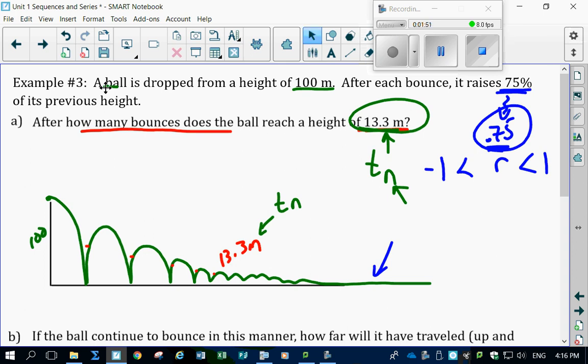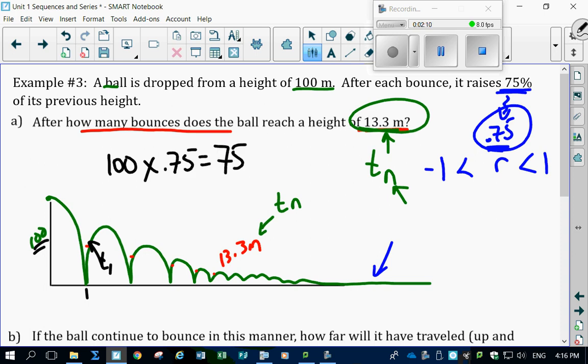Well, before we do that, you have to remember a couple things. Remember, this is not T1. After the first bounce, that now becomes T1. So if you think about it, you've got 100 meters, you're going to bounce once, so multiply by 0.75. Your T1 is actually 75. That's the important way of doing these. You have to remember that's what your T1 is going to become.